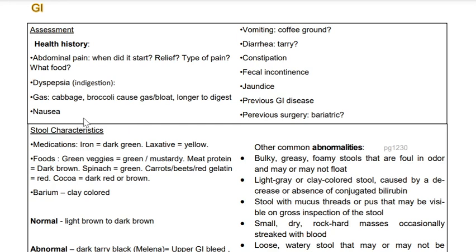So we're going to ask them about their nausea. We're going to ask them, are they vomiting? Are they having coffee ground emesis? That could mean an upper GI bleed. Are they having diarrhea? And this would be like black tarry stools.